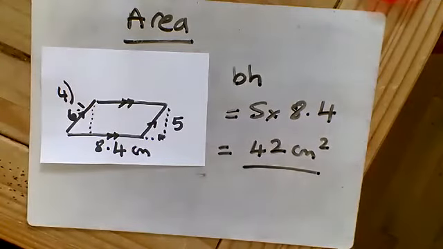Okay, I hope that's helpful. The best thing to do is just go and have a practice. Obviously, you can get some shapes that are combinations of the shapes that we've looked at, and you just break those composite shapes down into shapes that you can work the areas out for, and then add them all together. Hope that's helpful.